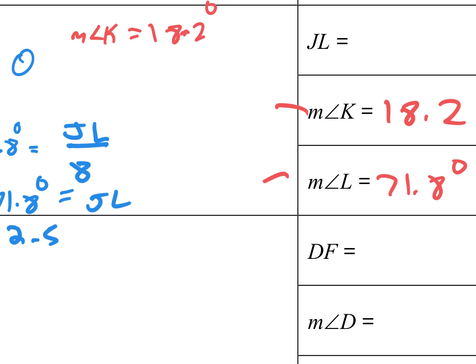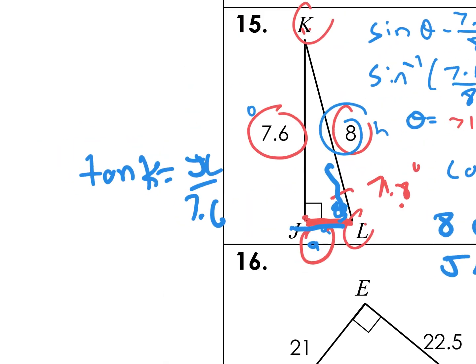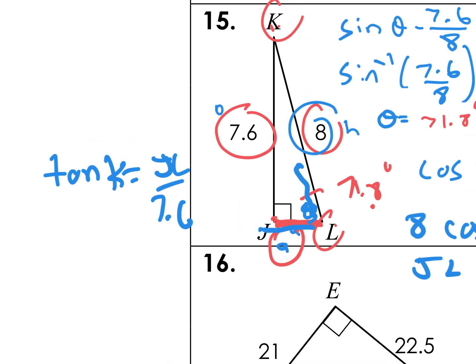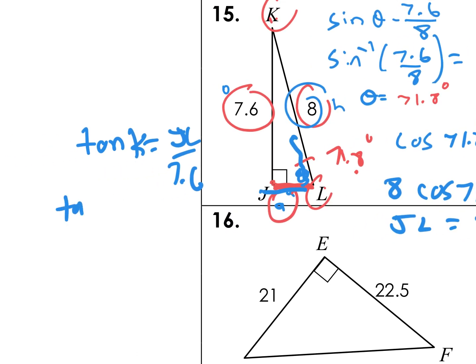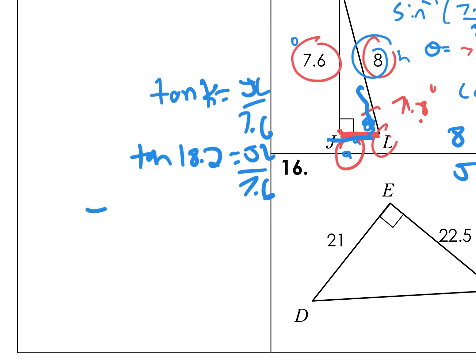So if he saw that tangent, and I forgot the angle, 18 point what? 2, okay. Tangent of 18.2 is JL over 7.6. So you're going to do 7.6 times the tangent of 18.2 will be JL. So key that in, Anthony. Let's see what you get. What do you get for JL?